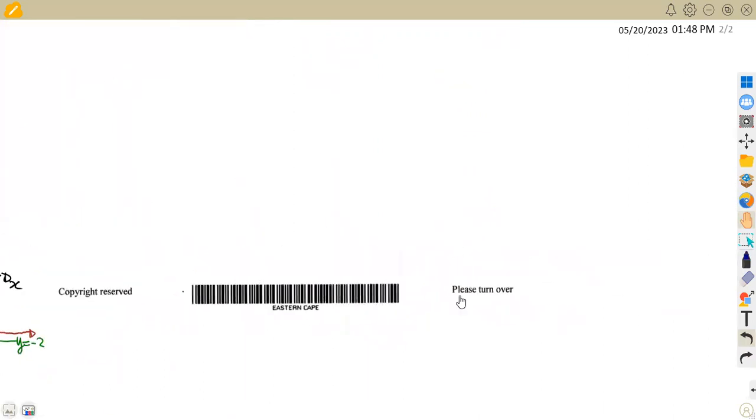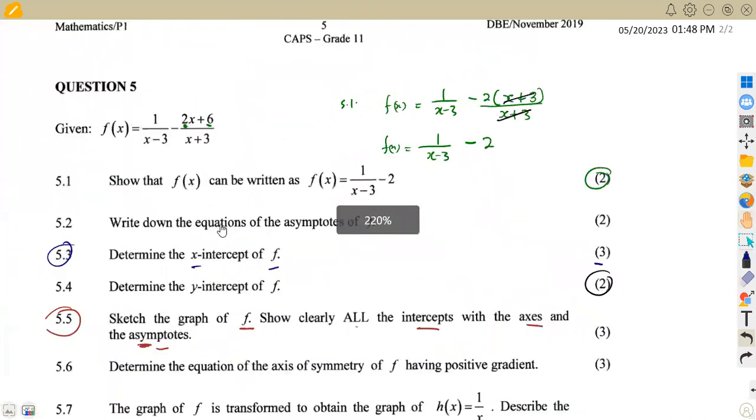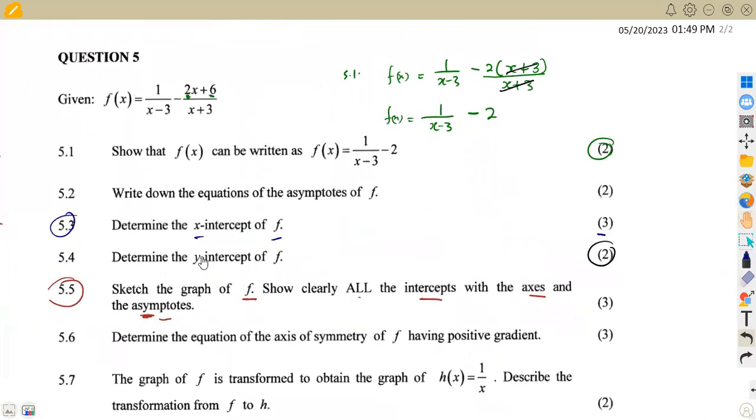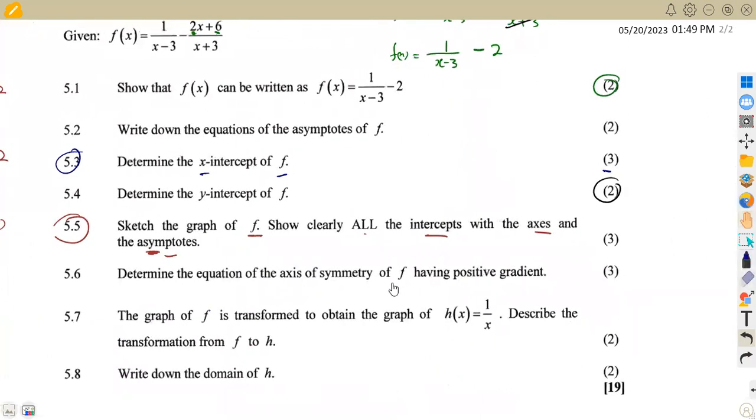Let's check the other part of the question, which is 5.6. It asks us to determine the equation of the axis of symmetry of f. Take note, it is the axis of symmetry of f that has a positive gradient, because there are two equations that we expect for the axis of symmetry. That is why they have to mention which one we are going to use, the one that has a positive gradient.